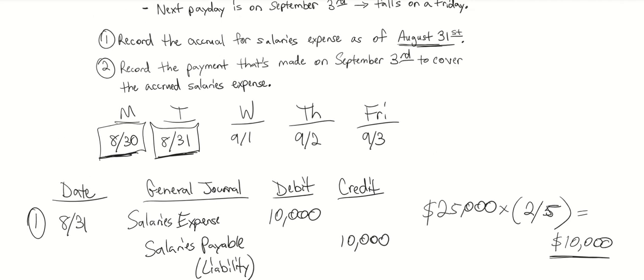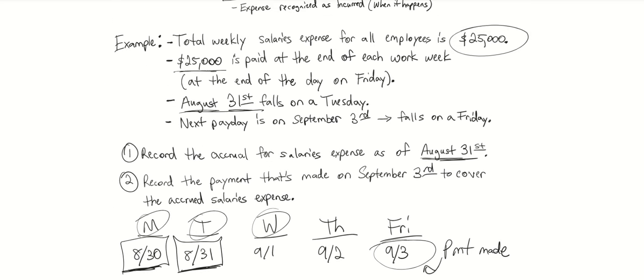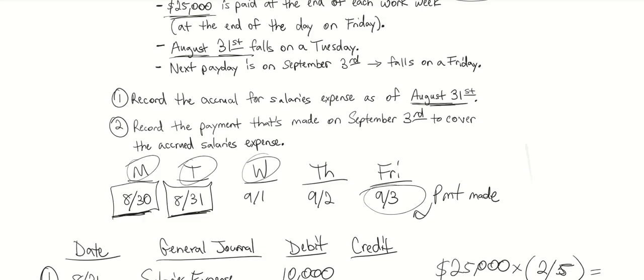Now the second thing we need to do is record the payment that's made on September 3rd to cover the accrued salaries expense. The payment is made on this date. The payment is going to be for Monday, August 30th, Tuesday, August 31st, and Wednesday through Friday, September 1st through the 3rd. So it's going to be for $25,000, because that's paid at the end of each work week. That's the cash payment.